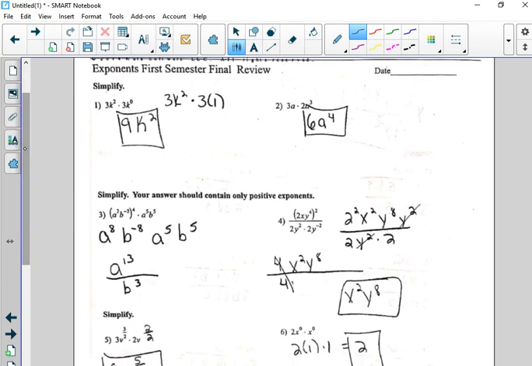Okay, exponents. So first off, k to the 0 goes away because this is 1. Anything to the 0 power is 1. So that's really just 3 times 3k squared.